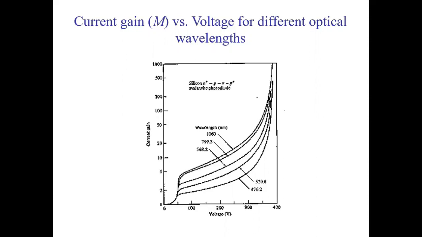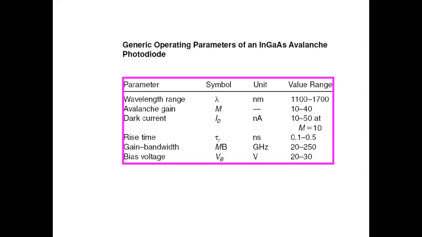The current gain versus the voltage for different optical wavelengths is given here. The generic operating parameters, like we discussed for the other one also, for indium gallium arsenide avalanche photodetectors are mentioned here.